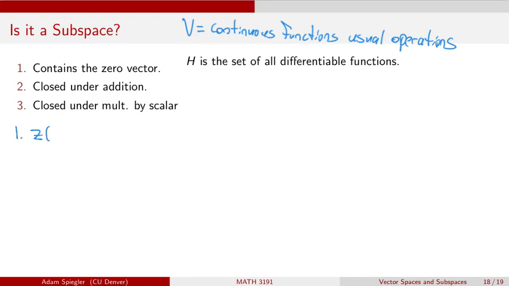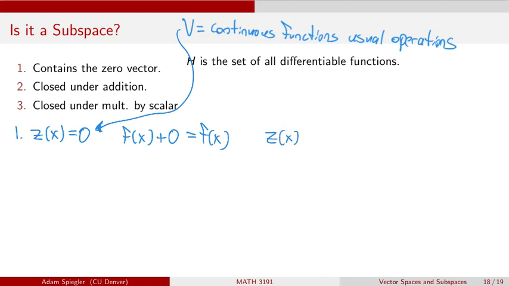So here the 0 vector is the function that is 0. We want to make sure that for any continuous function, when we add this vector to it, we should get back f of x. So our 0 vector in V is the 0 function. And then is this a differentiable function? Yes. This function z of x is differentiable. Its derivative is equal to 0. So since this is differentiable, we have the 0 vector in our subset H.